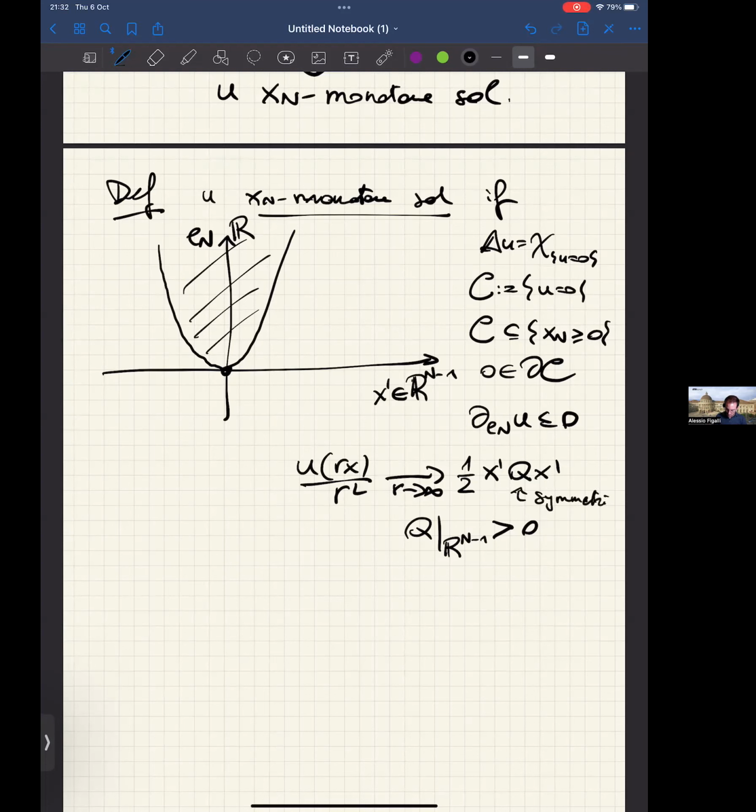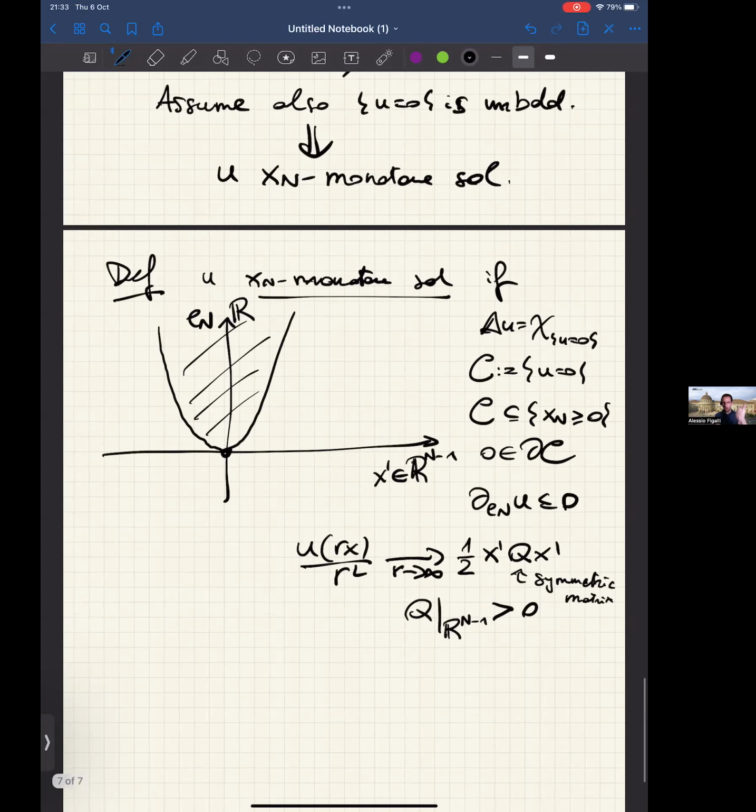Symmetric matrix in R^{n-1}. And this is strictly positive definite in R^{n-1}. Okay. So there is a reduction work that you have to do, but in a sense, it's just a fact that if you have a global solution, which has no directional invariance and is unbounded, then it's of this form.